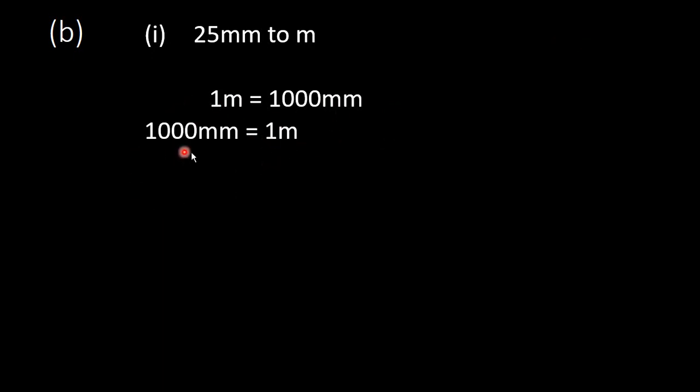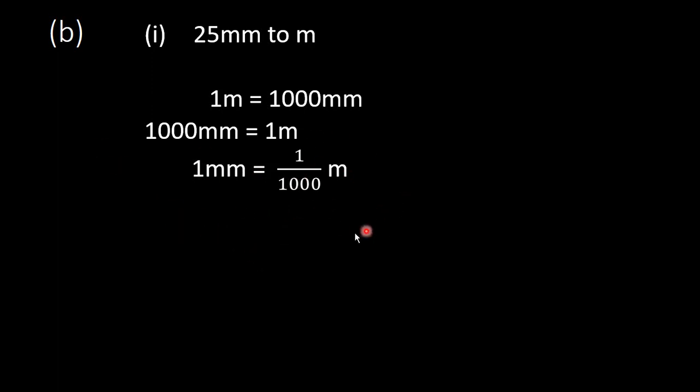Now, if 1,000 millimeters is equal to 1 meter, what about 1 millimeter? 1 millimeter is going to be equivalent to 1 divided by 1,000 meters. So that's how. Now I have the relationship between this smaller unit and the bigger unit. So I know that 1 millimeter is equivalent to 1 over 1,000 meters.